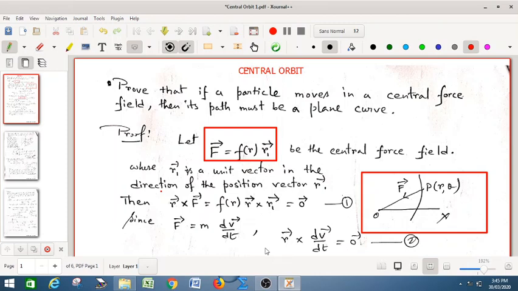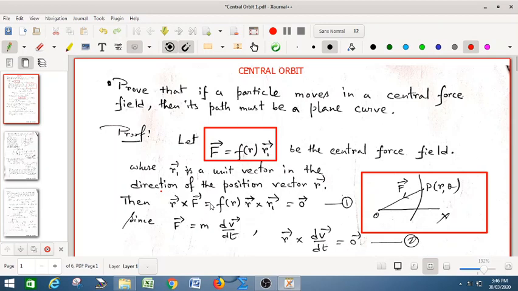The first one is: prove that if a particle moves in a central force field, then its path must be a plane curve. So the proof is that you take the same diagram. F is the force towards O and P is the position of the particle at any time t. Let the force be a function of r, and along that direction r1 is the unit vector in the direction of the position vector r.